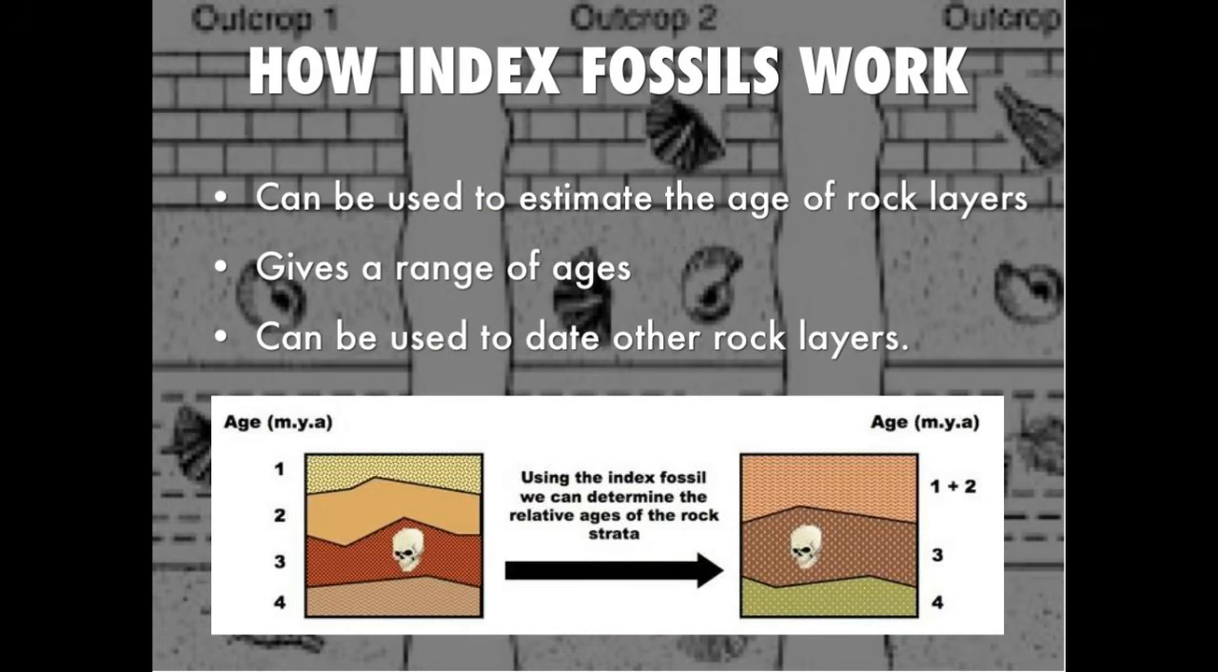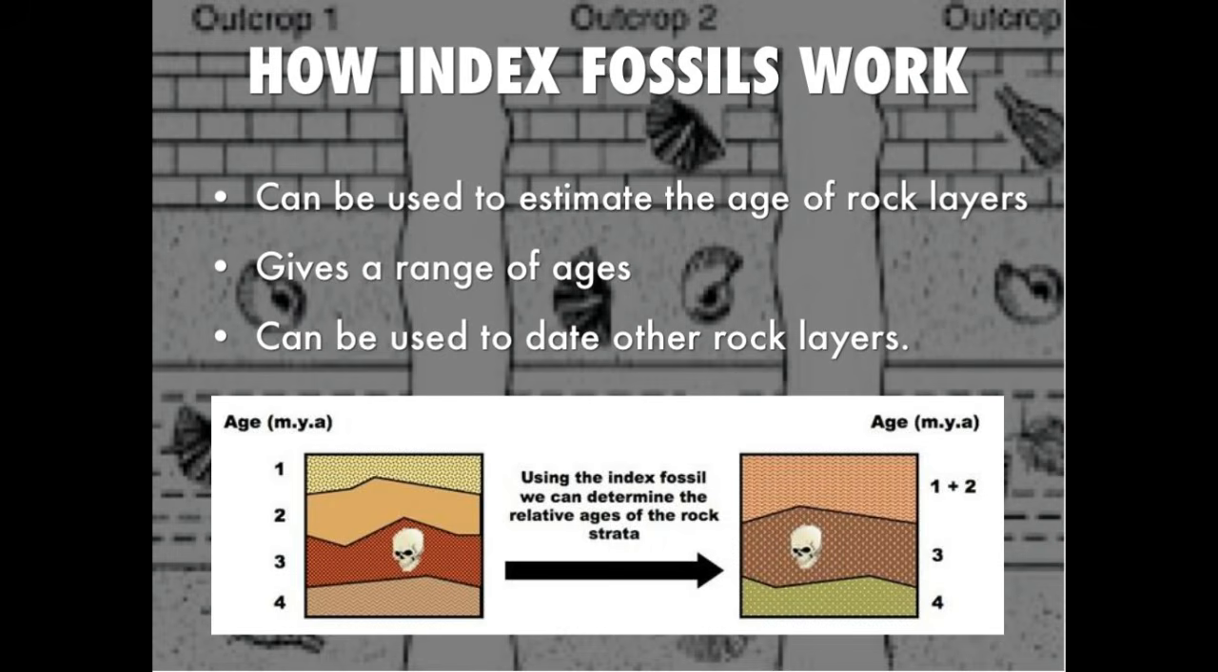How do they work? We use them to estimate the age of rock layers, or the relative age. It gives us a range of the approximate or relative age that those fossils and rock layers could be in. And then, as you're going to see as the presentation goes on, even fossils in those rock layers that aren't index fossils could be dated relatively. So they're extremely useful. That's why they're called index fossils, because it's an index of the relative age that the rock layer and the fossils around it could be.